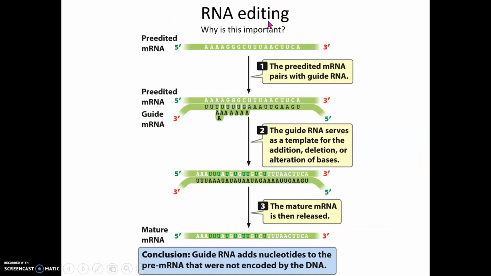And the last modification is RNA editing. So with RNA editing, we can change the sequence of an RNA molecule. So we have these guide mRNAs that are complementary to our mRNA sequence, and it serves as a template that allows us to add nucleotides, remove nucleotides, or alter nucleotides that are there. Collectively, the importance of alternative splicing, alternative polyadenylation, and RNA editing is to allow us to use the same DNA molecule and make different proteins from it.